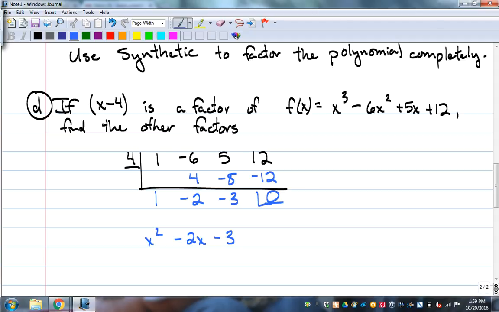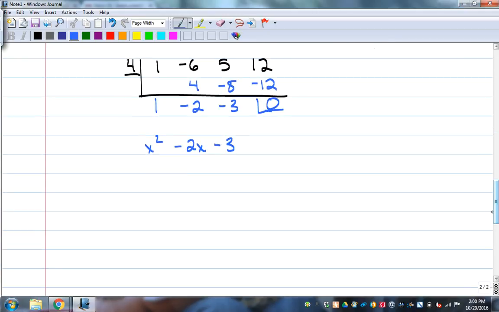And the instructions said factor it completely. So I'm going to try to factor this trinomial. This is the part that would be on your quiz tomorrow. Factoring is. So it's a trinomial, so I'm going to use the x method. That'd be negative 3 on top and negative 2 on the bottom. Negative 3 and positive 1. So what are the factors for that trinomial? x minus 3 and x plus 1.